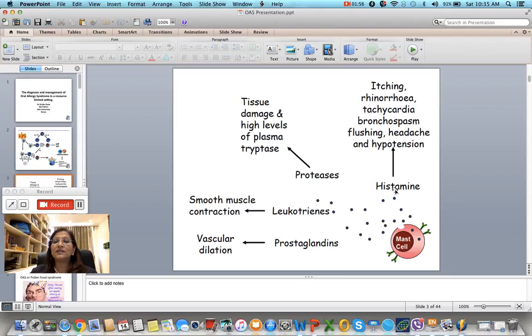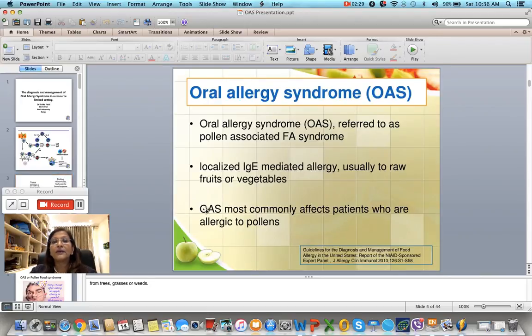chemicals like histamine, which could cause itching and flushing and headache and hypotension that you normally see in an allergic patient. They also produce proteases that cause tissue damage. They also produce leukotrienes that cause smooth muscle contraction, and prostaglandins, which cause vascular dilation, which is commonly seen in a severe allergic reaction causing anaphylaxis.